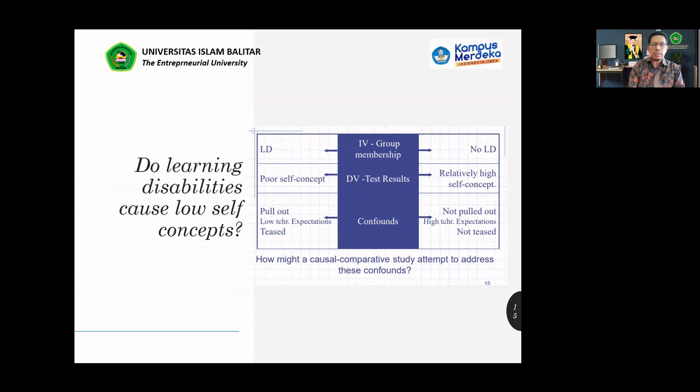Secondly, there is the question: do learning disabilities cause low self-concept? So you can see the framework of the aspect for the differences or the effects of disabilities with low self-concept. So a question should be addressed: how might a causal comparative study attempt to address this confound? This is again a confounding variable.